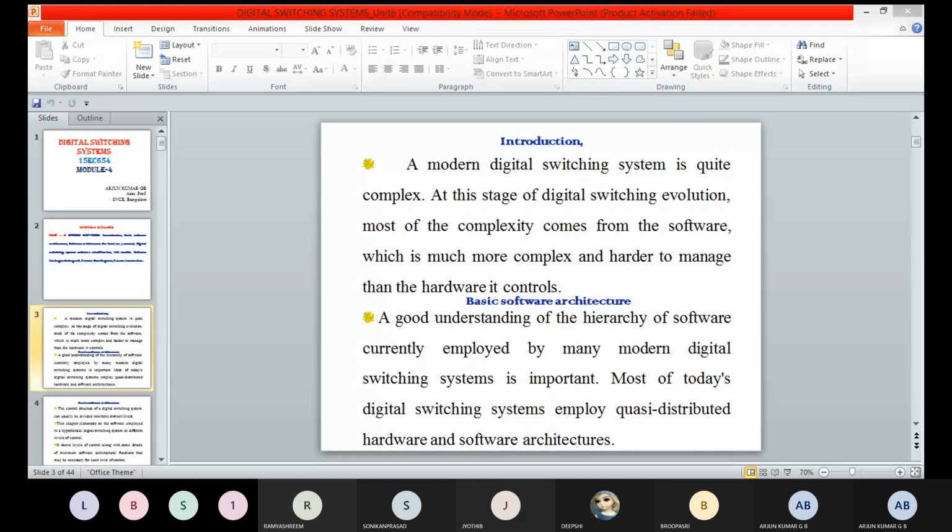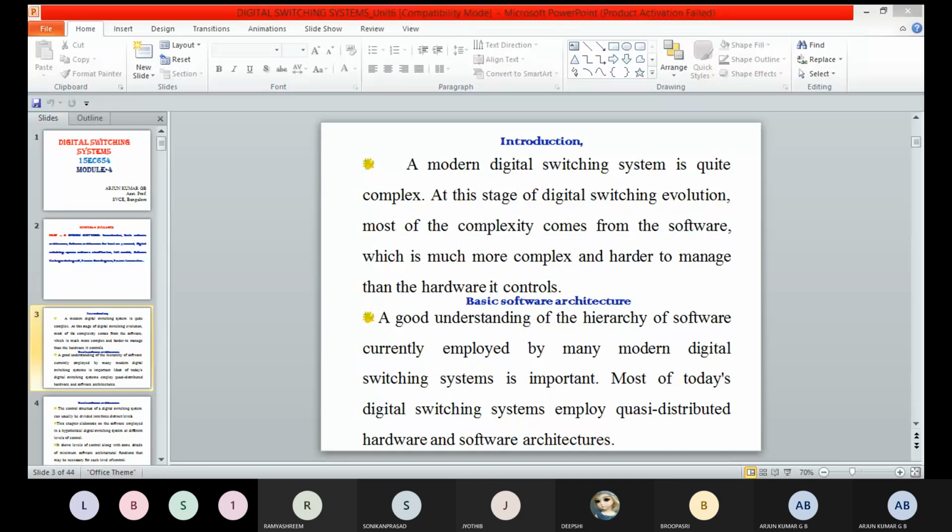The figure shows an example. All the line modules and trunk modules are connected to the level 1 control, and all the NCPs, the network control processors, are connected to level 2, and the network control systems are connected to level 3. That's why each level has different software available. Here both high-level and low-level details are necessary to design the switching systems.